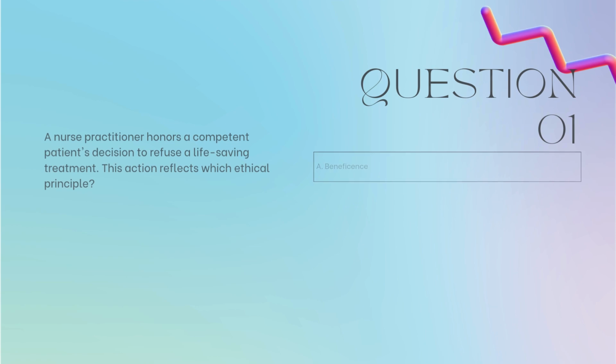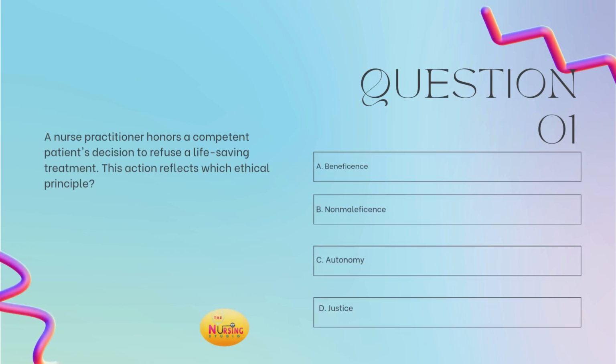Question number one states, a nurse practitioner honors a competent patient's decision to refuse a life saving treatment. This action reflects which ethical principle? Is it A, beneficence? Is it B, non maleficence? Is it C, autonomy? Or is it D, justice? Take a moment and tell me what you got, you guys.